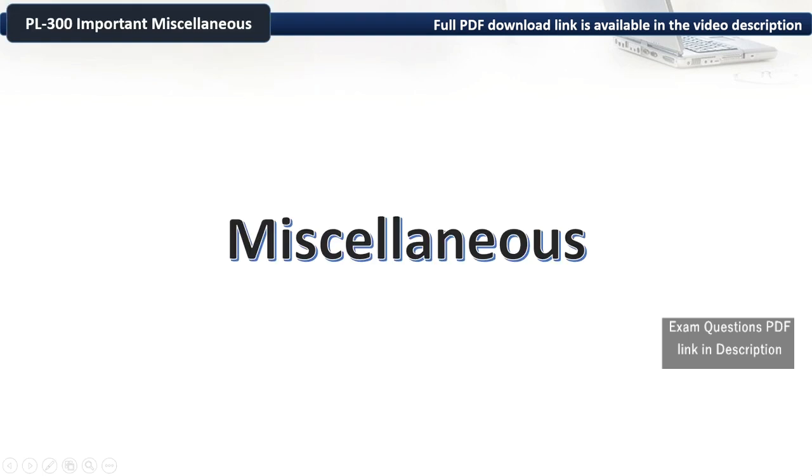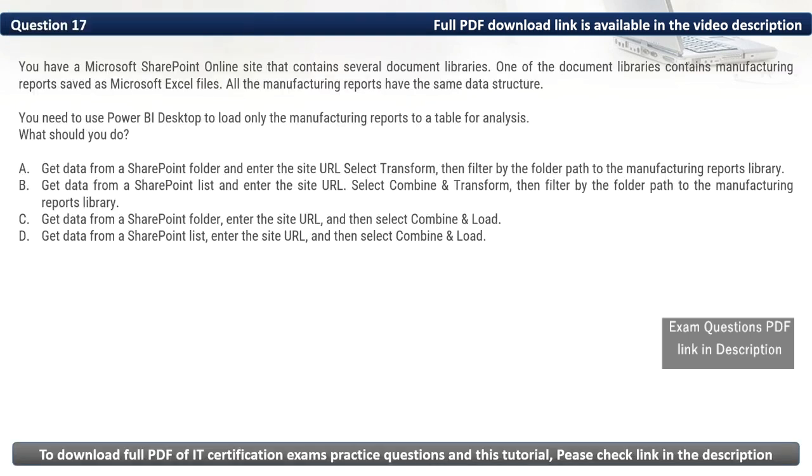Now to the miscellaneous questions. Question 17. You have a Microsoft SharePoint Online site that contains several document libraries. One of the document libraries contains manufacturing reports saved as Microsoft Excel files. All the manufacturing reports have the same data structure. You need to use Power BI Desktop to load only the manufacturing reports to a table for analysis. What should you do?